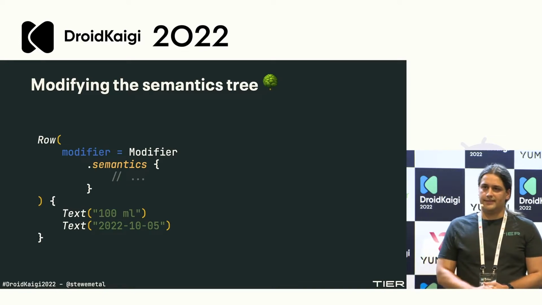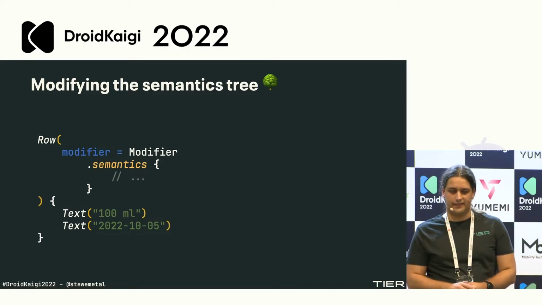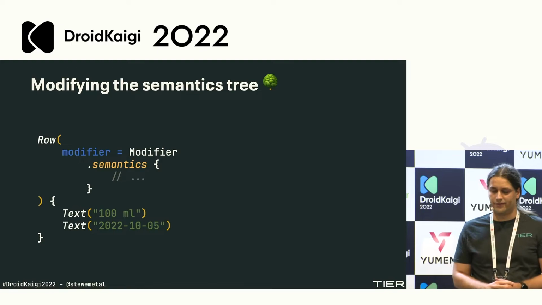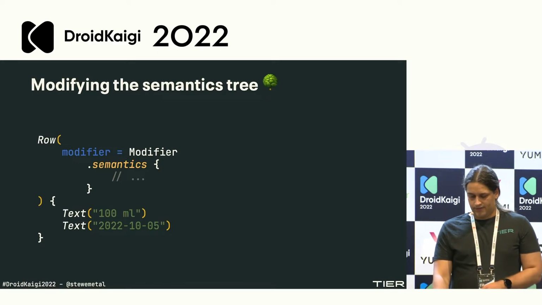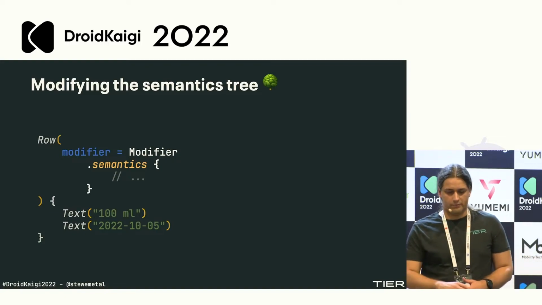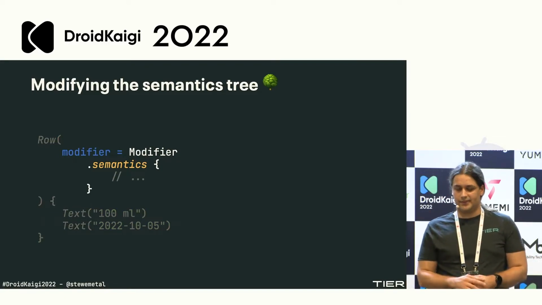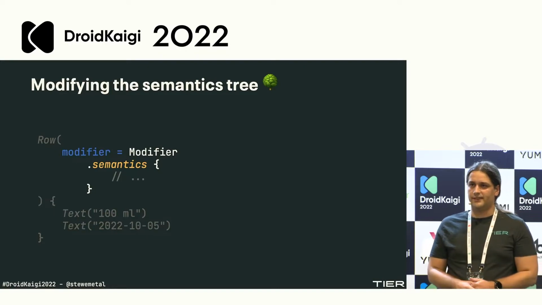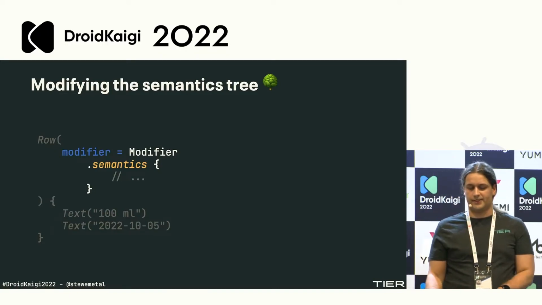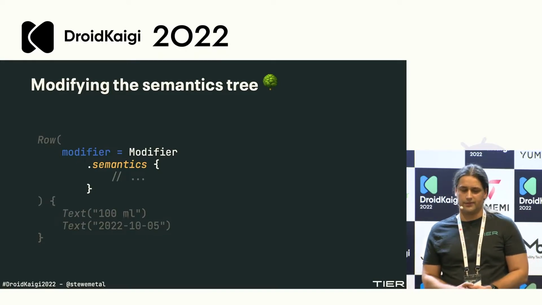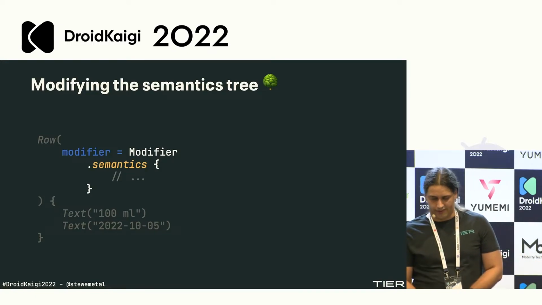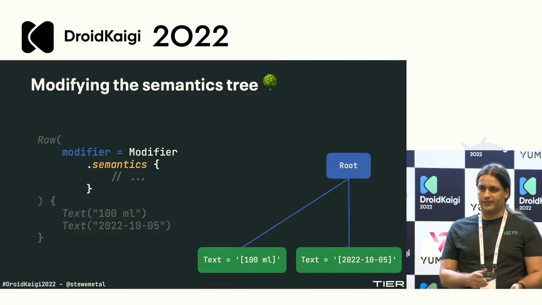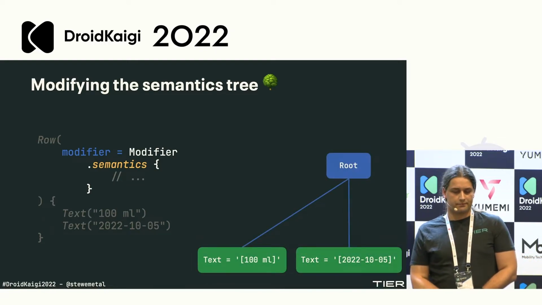Okay, let's see how we can modify the semantics tree and the behavior of composables regarding the semantics tree. There is a useful modifier that we can use for this. It's called semantics. By default, it doesn't do anything. So if we just add the semantics modifier onto the list of modifiers of a composable, nothing will change. So for this example, we'll have this tree.